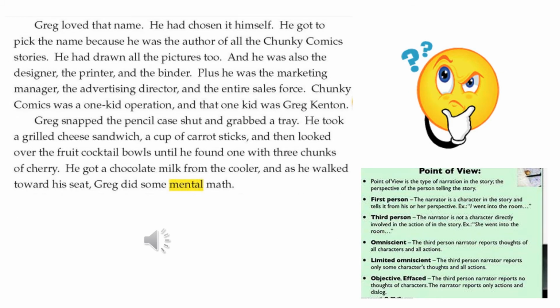So, when I read this part of the story, I figured out that this story is told in third person, and I know this because the narrator is not a character directly in the action of the story. The words in the text use he, she, and they, and that is indicative of a third person story. If it was first person and Greg was telling the story, then it would have I, me, or we in the story, and it says Greg loved that name, not I love that name. It says he had chosen it for himself, not I had chosen it for myself. So this is told in the third person. A narrator outside of the story is telling the story.